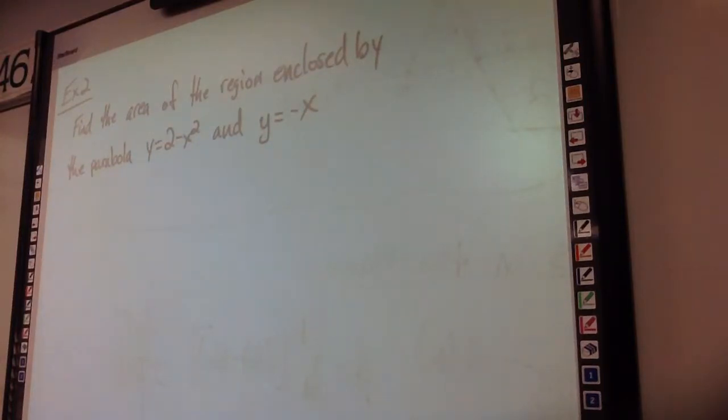So find the area of the region enclosed by the parabola and y equals negative x. That's all I'm telling you. No calculator.